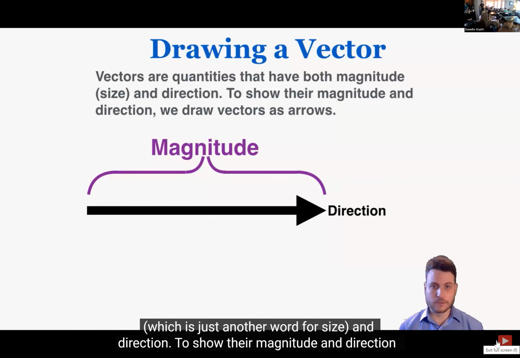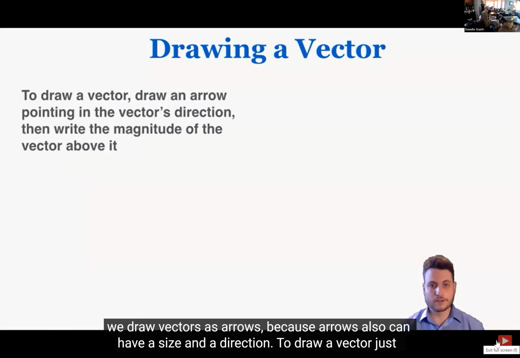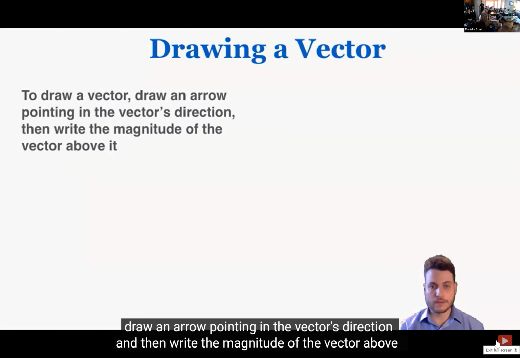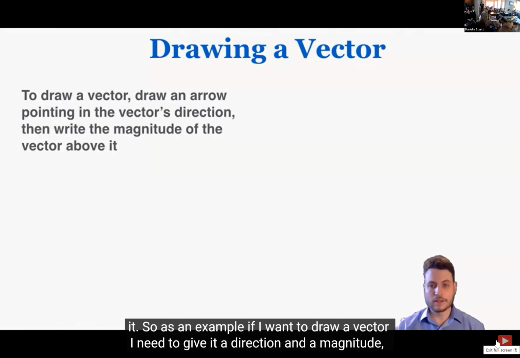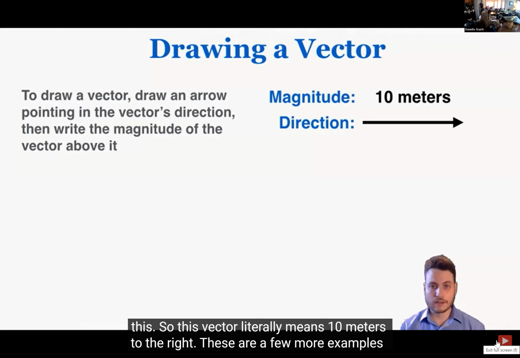Another word for size and direction. To show their magnitude and direction, we draw vectors as arrows, because arrows also can have a size and a direction. To draw a vector, just draw an arrow pointing in the vector's direction and then write the magnitude of the vector above it. So as an example, if I want to draw a vector, I need to give it a direction and a magnitude. So I'm going to give that arrow a certain size and then label its magnitude above the arrow like this. So this vector literally means 10 meters to the right.